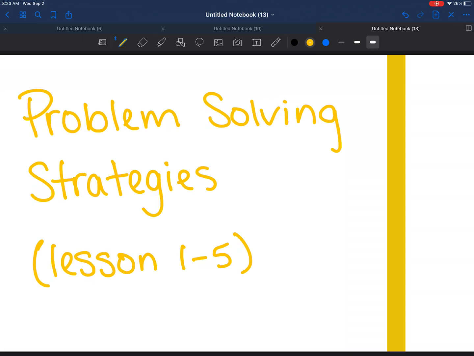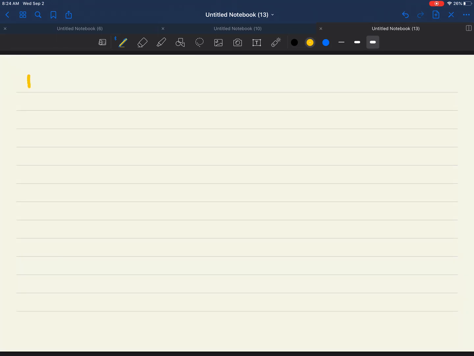All right, today we're going to look at lesson 5, which is problem solving strategies. It just looks at a few different ways that you can solve any given problem, okay? So, the first way we're going to look at would be look for a pattern.